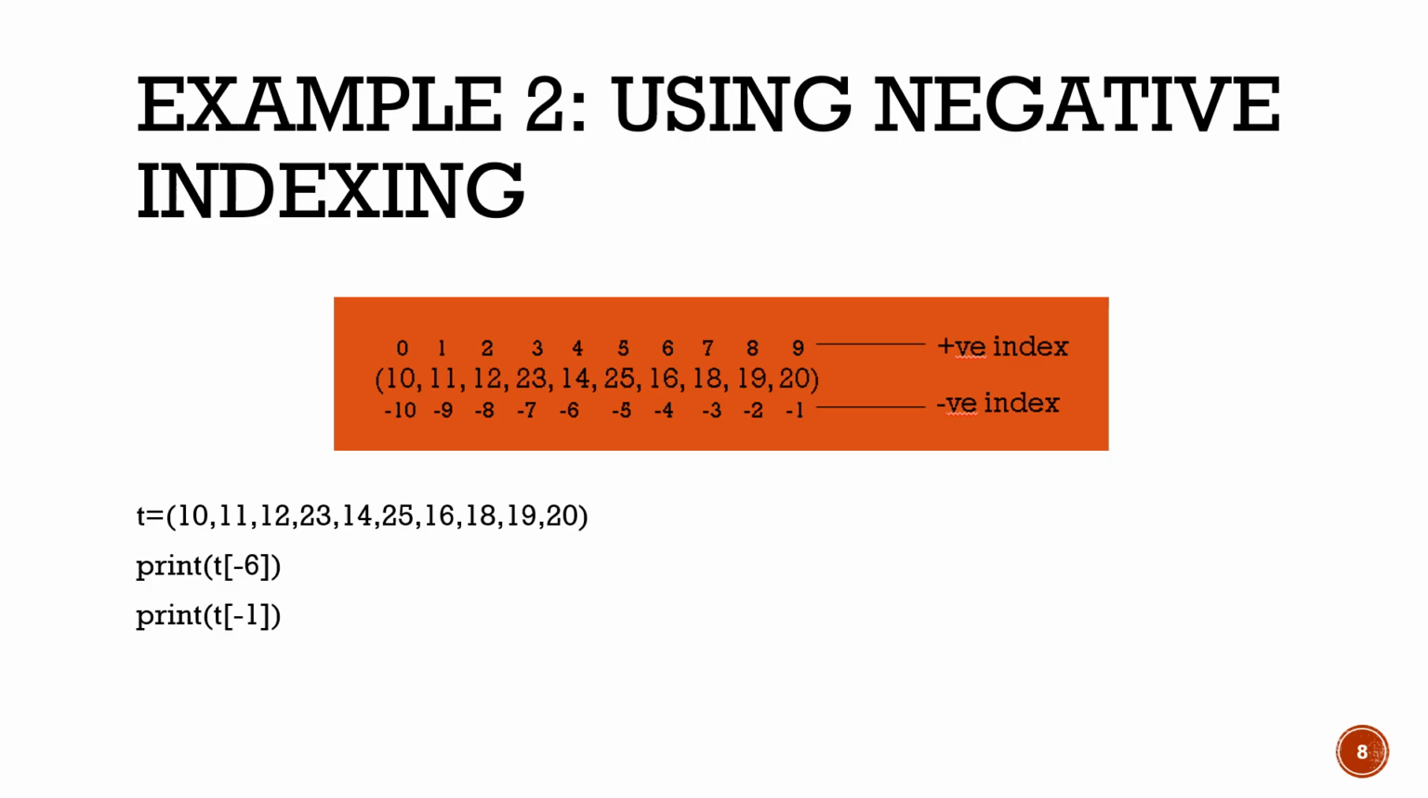Now the negative indexing. Negative indexing means it starts from the right side and ends at the left side, and it starts with -1 and ends with minus the length of that particular tuple. So I want to retrieve the element present at the -6th position. So -1, -2, -3, -4, -5, -6. Here at the -6 position, 14 is there. So the first result is 14 and the second one is -1. So -1 means the element 20 is present at the -1 position. So what is the output of this one? 14 and 20.